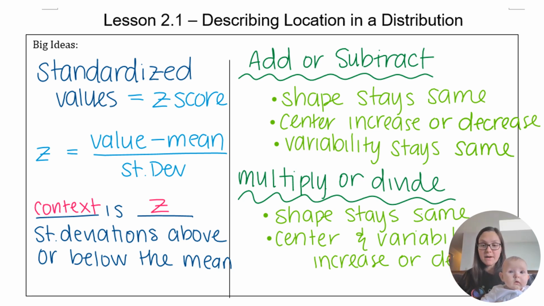The second thing we talked about yesterday was what happens to our distributions when we change the data by adding, subtracting, multiplying, or dividing. When you are adding or subtracting data, the shape stays the same and the variability stays the same. Variability is things like range, standard deviation, IQR. But the center, either your mean or your median, is going to increase or decrease depending on if you are adding numbers to your data or subtracting.